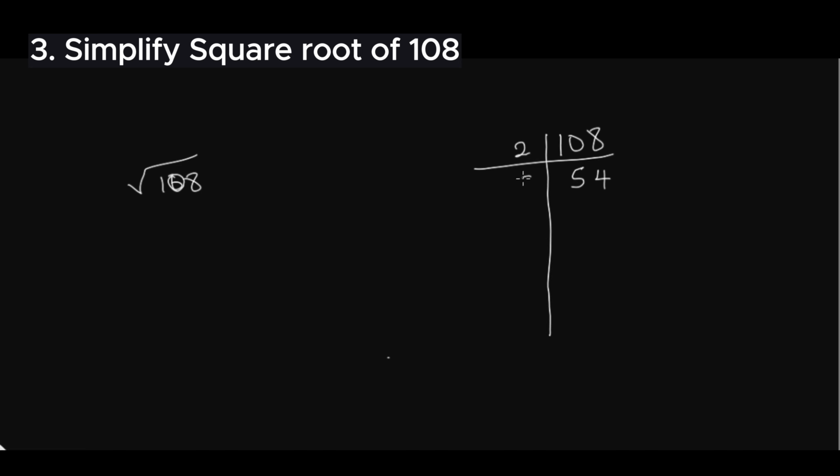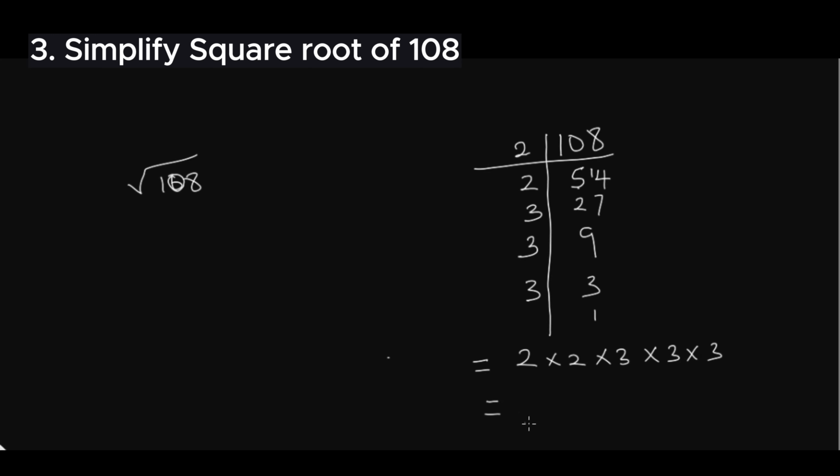All right. 2 into 27 leaves a remainder, so we can't use that. So we use 3. 3 into 27 is 9. We use 3 again. 3 into 9 is 3. Then 3 into 3 is 1. So the prime factors for 108 are 2 times 2 times 3 times 3 times 3.